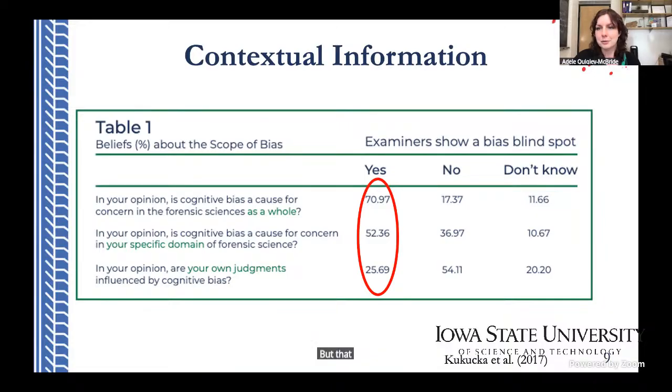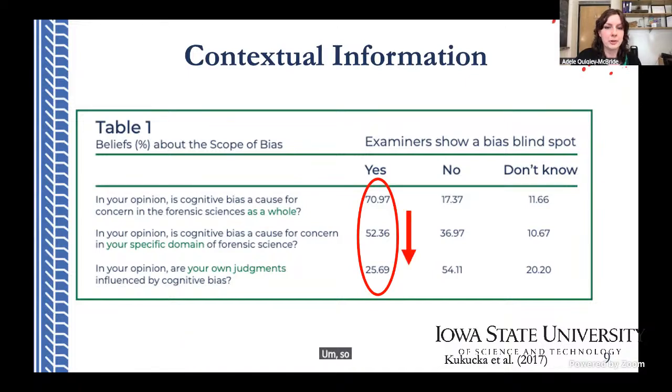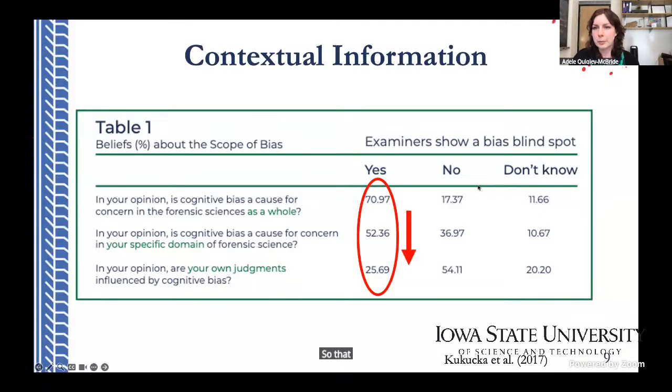But that's kind of to be expected because remember, I said that it occurs outside of our awareness. So we wouldn't be aware that bias is affecting us. So that's probably why we're seeing this pattern here, but that's something to keep in mind. So that's cognitive bias.